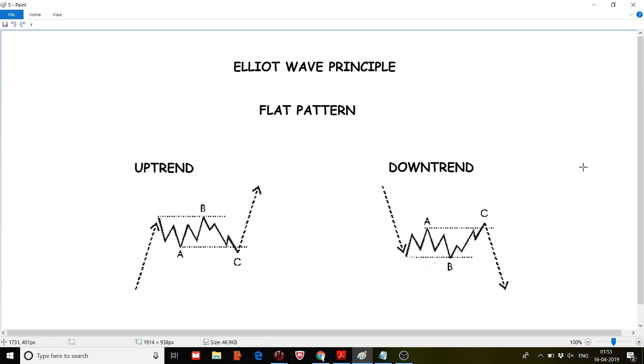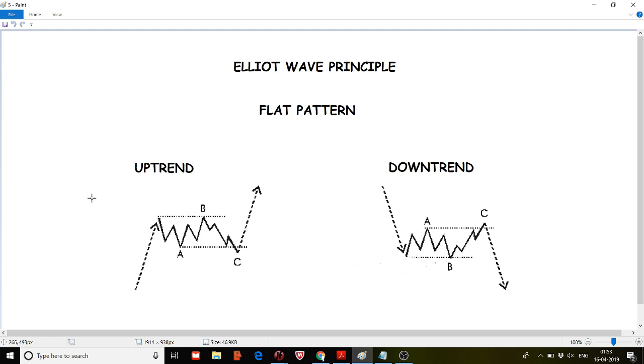So for that purpose you will need to recall the flat pattern in the Elliott wave principle, and these flat patterns or the expanded or irregular flat pattern can occur in wave 3, wave 5, or in a correction pattern, wave B or C. There are some guidelines and rules on how to identify that, which I will discuss after this chart. So friends, carefully look at these patterns.